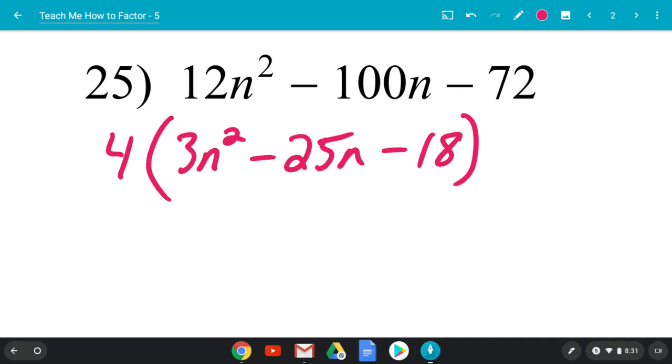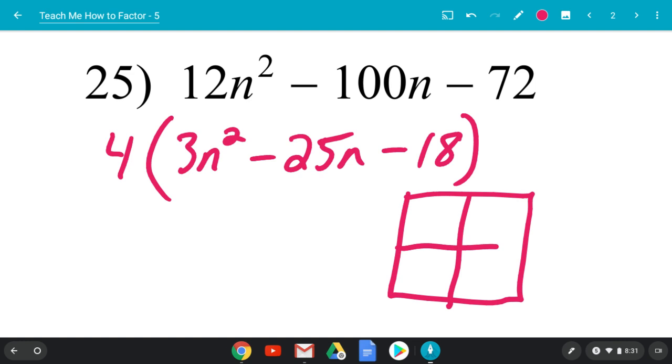Now, if I just look on the inside, is there a leading coefficient? Absolutely. Since there's a leading coefficient, what do I have to do? I got to do the box method. Okay? I'm going to do the box method. 3n squared and a negative 18. Now what?